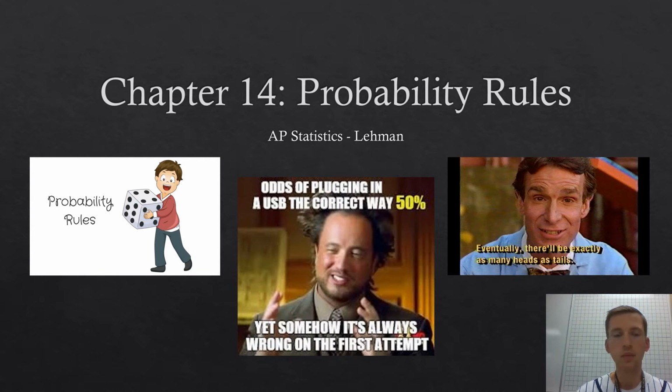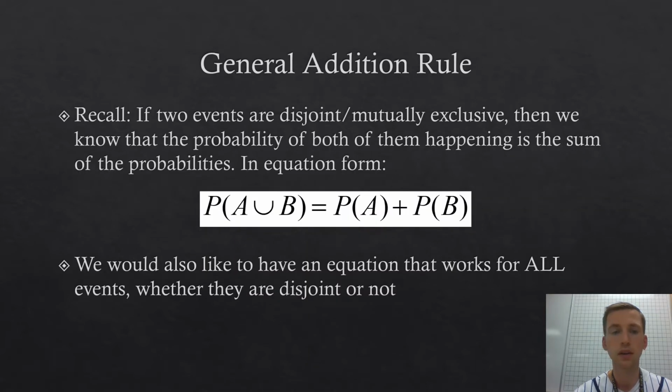Hi everyone, today we've got our chapter 14 video, which is all about the rules of probability. In chapter 13, we saw cases where we had very specific situations where events were independent or disjoint. What we're going to see today are probability rules that apply to every situation, whether events are disjoint, independent, or not.